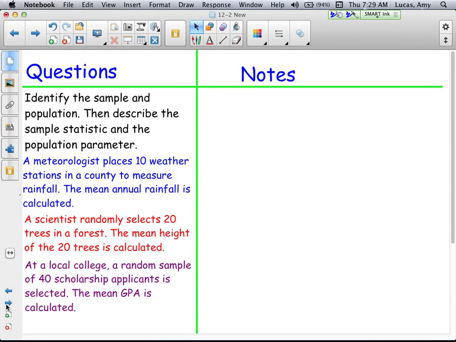Okay, we're going to focus first on our samples and populations. So remember that a sample is a part of the population, and it's not typically feasible to survey an entire population. So a sample is usually used. After we identify the sample and population, we need to describe the sample statistic and the population parameter. A meteorologist places 10 weather stations in a county to measure rainfall. So my sample is going to be the 10 weather stations, because that's what he is using to collect his data. The population, though, is the entire county.